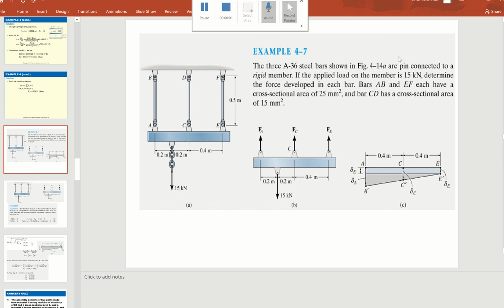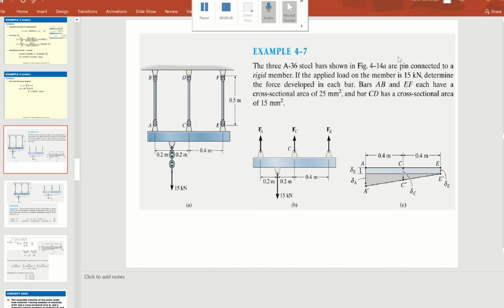Hi, in this video we will continue looking into the compatibility equation. Last time we encountered a statically indeterminate problem where a bar is stacked between two walls, and we used the axial deformation to come up with a second equation. Then we could solve those two unknowns.